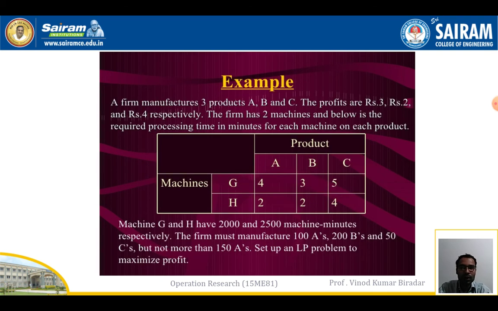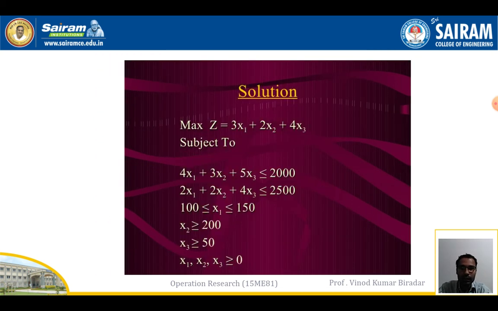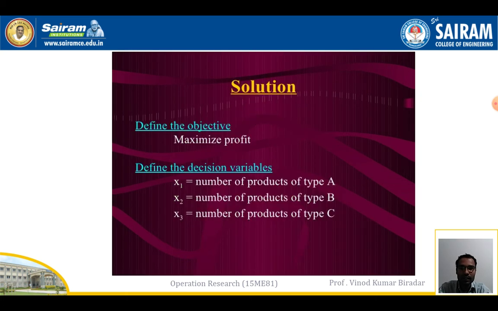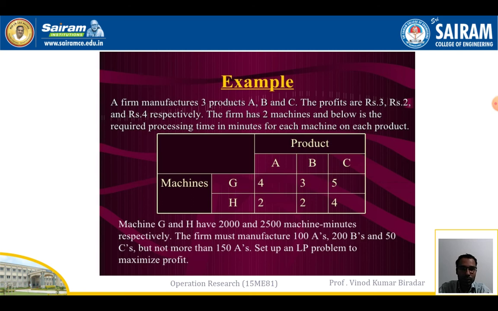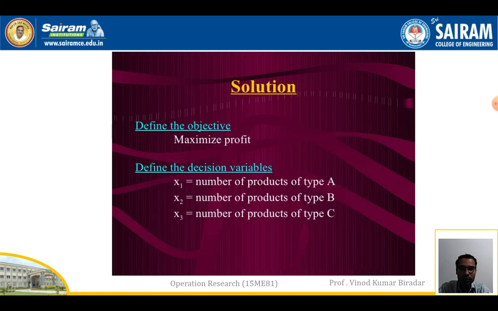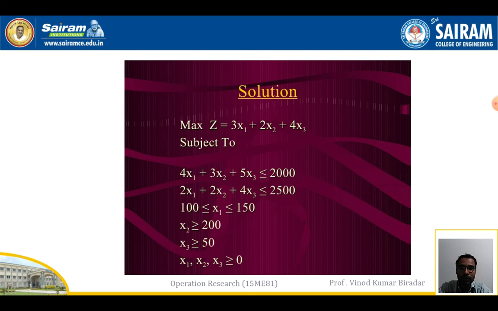Here they have given the constraints 4x1 plus 3x2 plus 5x3, 2x1 plus 2x2 plus 4x3, just write and add them, okay, less than or equal to 2000 and less than or equal to 200. And the variation they have given is 100, 200 and 50, but not more than 150. So that is the condition they have given right here: 100 less than or equal to x1 less than or equal to 150, x2 greater than or equal to 200, x3 greater than or equal to 50. So that we have to write as the solution.